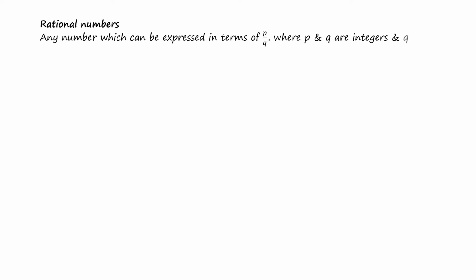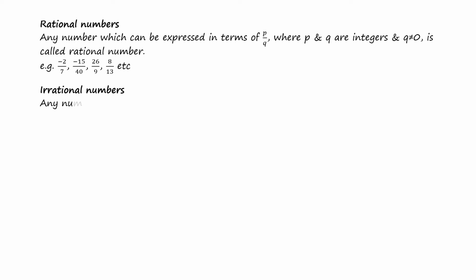Now let's understand rational numbers and irrational numbers in detail. Any number which can be expressed in terms of p by q, where p and q are integers and q not equal to 0, is called a rational number. For example, -2/7, -15/40, 26/9, 8/13, etc. That means rational numbers can be positive or negative.